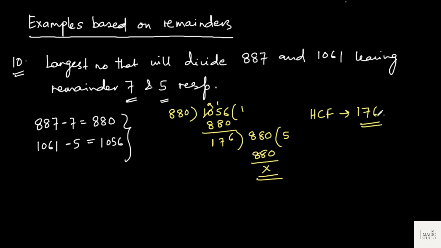If I divide 887 by 176, it will go 5 times and leave remainder 7. And 1061, when divided by 176, will go 6 times and leave remainder 5. So let's see a few more questions.